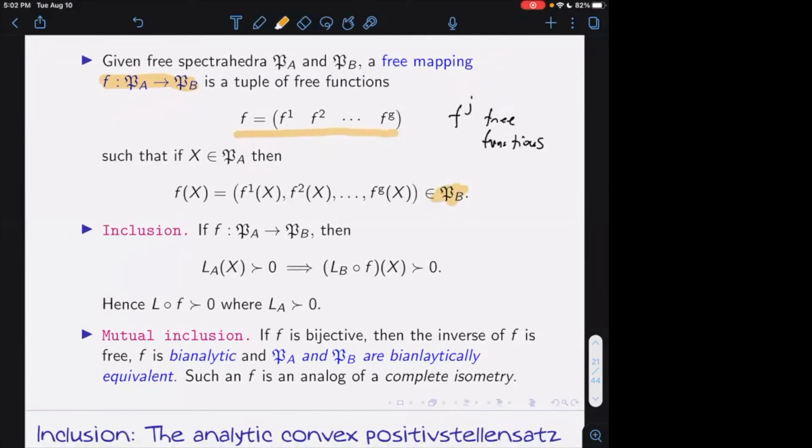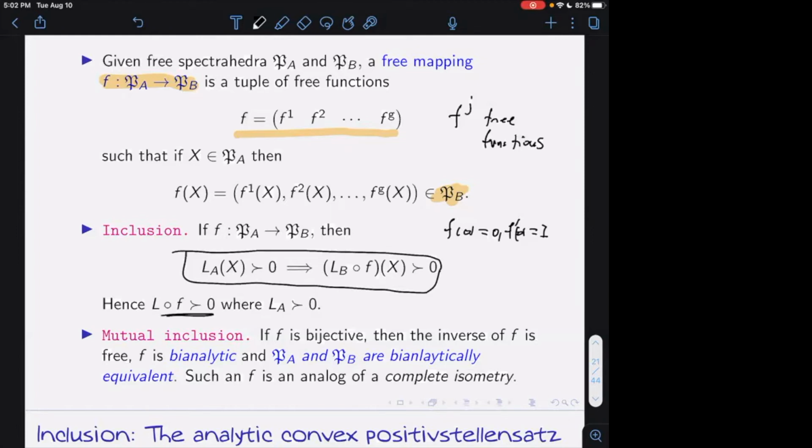And then you could think of, particularly if you added the condition, it's not really essential, but some normalization, then mapping one domain into another is a sort of a nonlinear inclusion. And you could of course write it out concretely in terms of the monic linear pencils, right? You want L_A(X) positive should imply L_B(F(X)) positive, or in other words, L_B composed with F is positive, where L_A is positive. This should be L_B. Let me fix that. There we go.